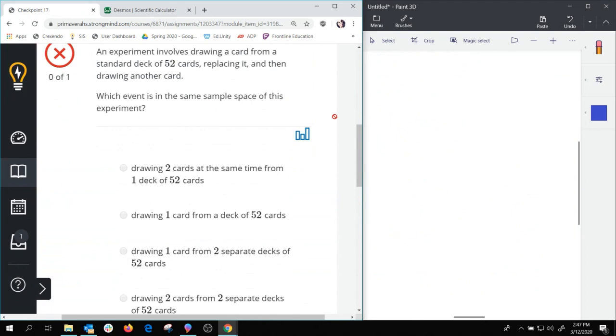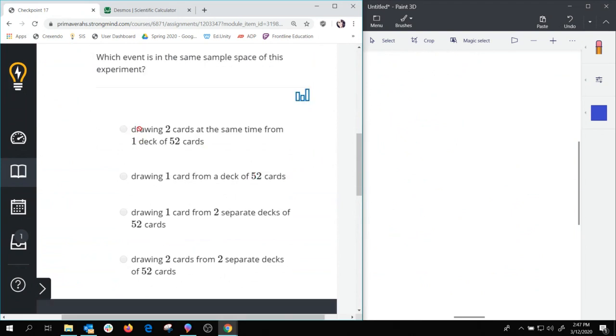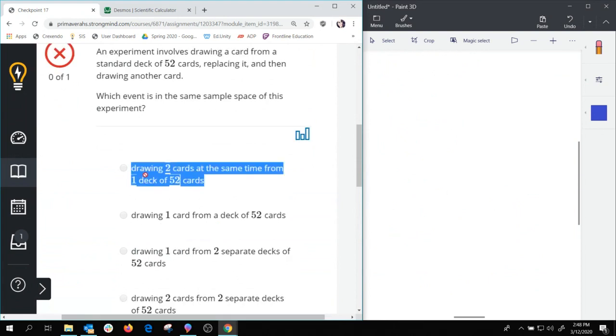Well, I have 52 total cards, but I'm only drawing 2, right? Because I'm picking one, putting it back, and then picking another. So I am drawing 2 cards, right? Am I drawing them from the same deck of cards or from separate decks? The same deck, right? So I am drawing 2 cards at the same time from one deck of 52 cards.